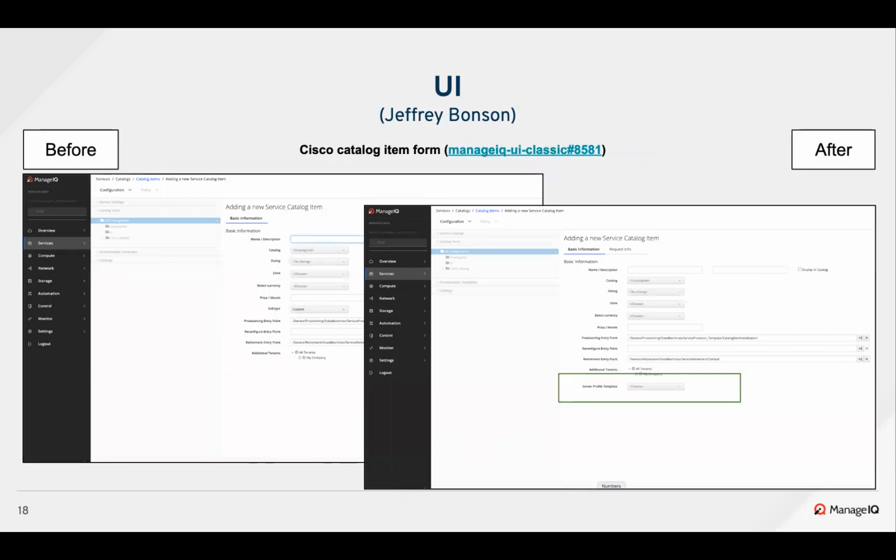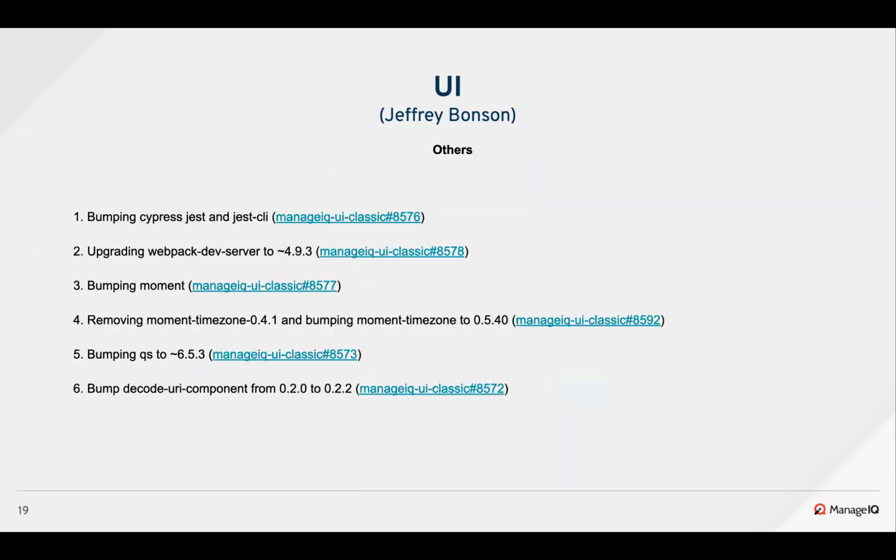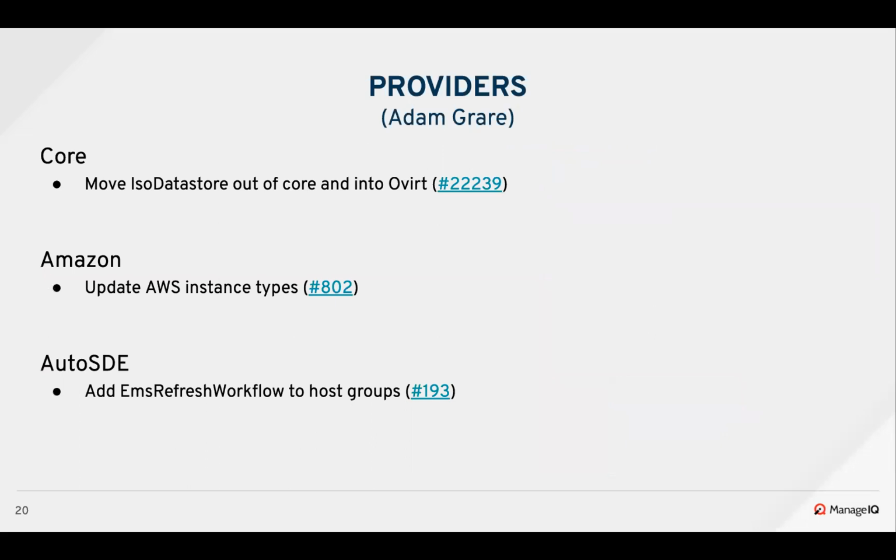The AutoST team added a server profile template field in the service catalog item form. Next slide. For the other PRs, Melody updated a few packages to their latest stable versions, like Cypress, Webpack, Dev Server, Moment Time Zone, QS, and Decode URI Component. That's all from the UI side. Over to Adam.